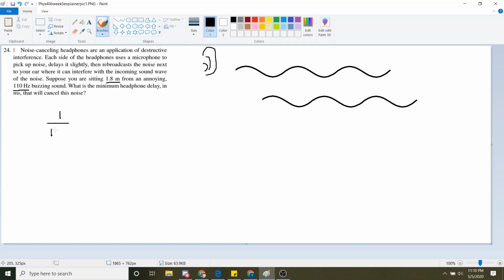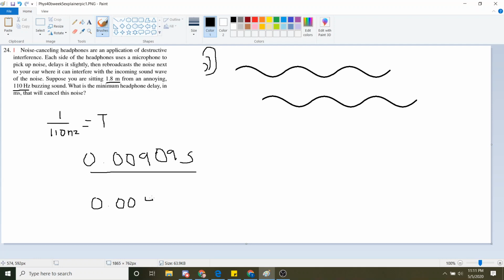So that's going to be 1 over 110 Hertz, and that's going to be equal to our period. If you plug it into a calculator, that's about 0.00909 seconds. But this is only the period. We need to delay it by half the period. So we take this and divide it in half, and the result is 0.00454 seconds. And this is how much we need to delay it.